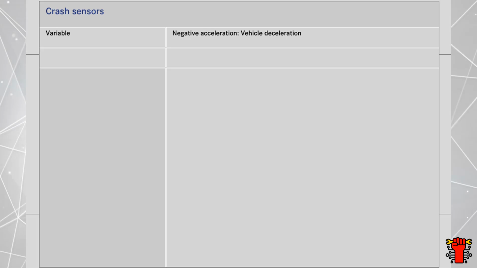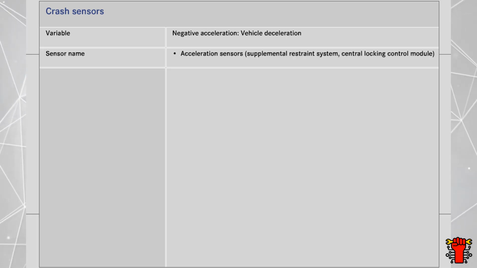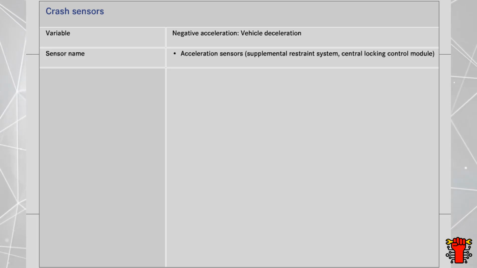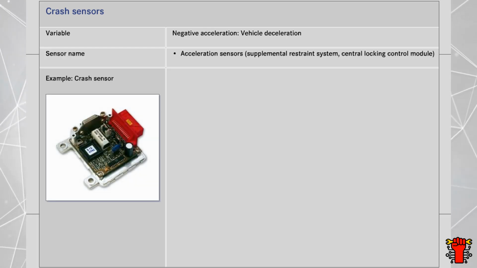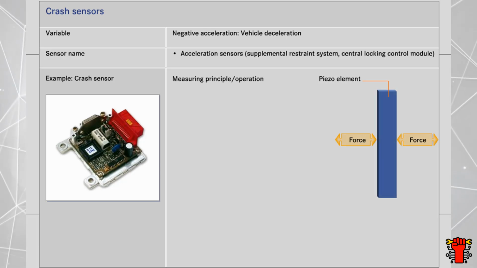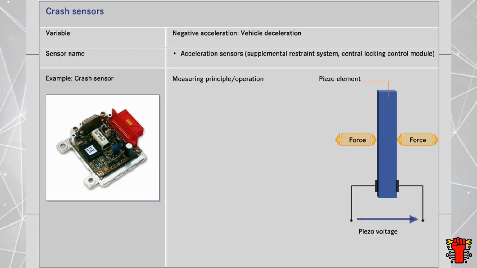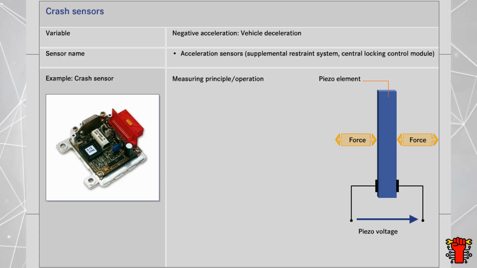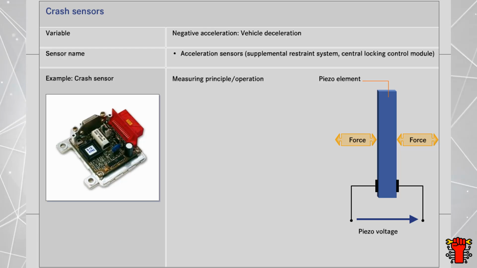When a vehicle is involved in a collision, sizable negative accelerations occur. The crash sensors forward this data to the restraint systems, for example, or to the central locking control module. They contain piezoelectric materials made of quartz or ceramic. The piezoelectric effect is where pressure or tensile forces act on a material with piezoelectric properties. These forces displace the electrical charges in the crystal lattice of the piezo element. These displacements are picked off as electrical voltage.